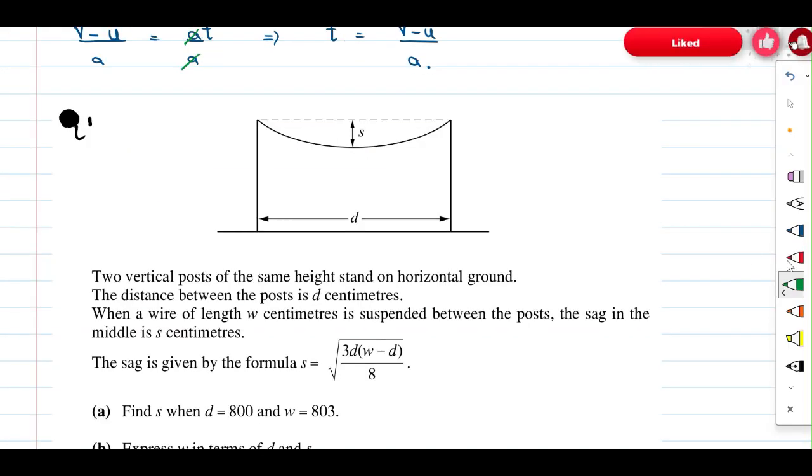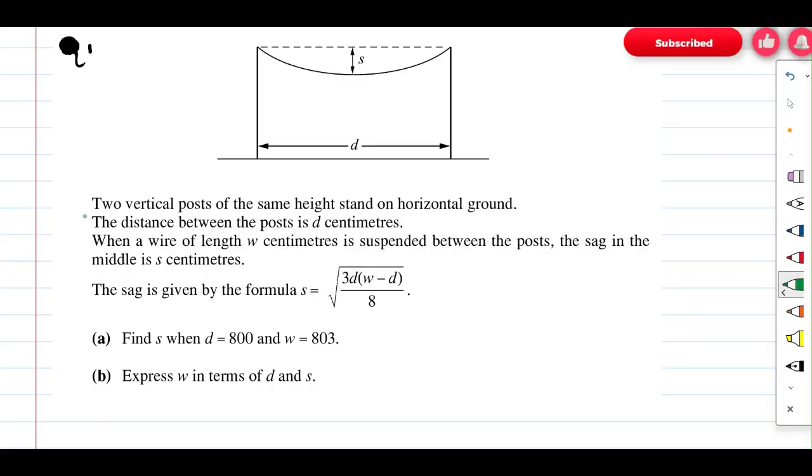Okay, so let's suppose we have an exam style question. Two vertical posts of the same height stand on a horizontal ground. These are the two vertical posts having the same height. They're standing on the horizontal ground. The distance between the posts is d centimeters.